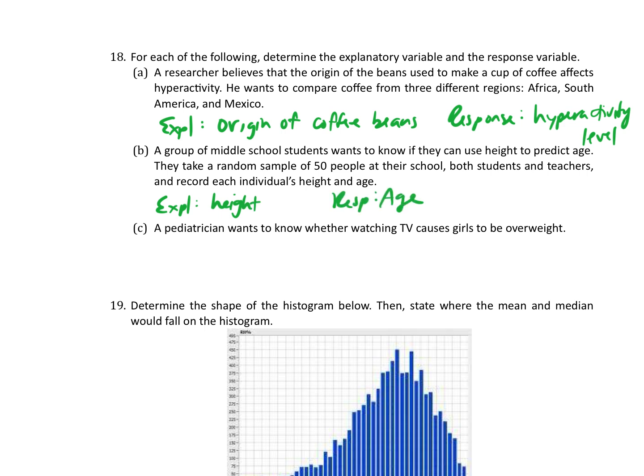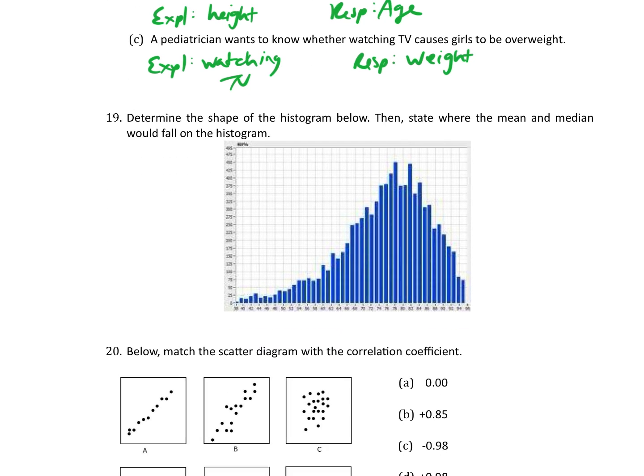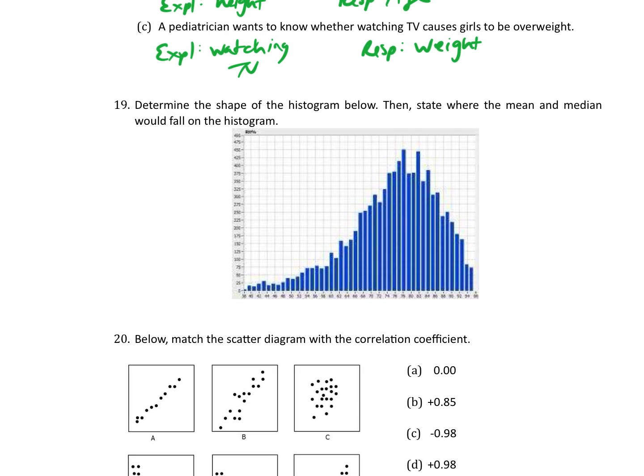And then a pediatrician wants to know whether watching TV causes girls to be overweight. TV. Explanatory. Explanatory is watching TV, the amount of hours they watch TV, whatever. And the response is weight. All right, determine the shape of the histogram below.